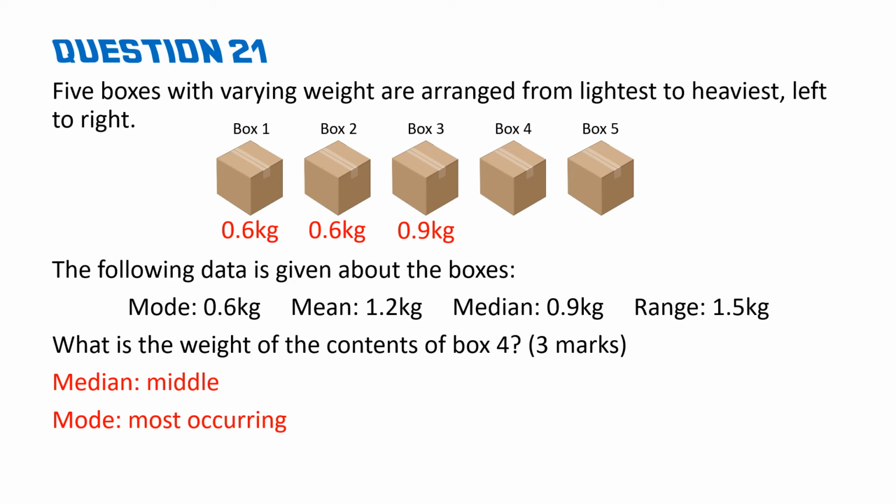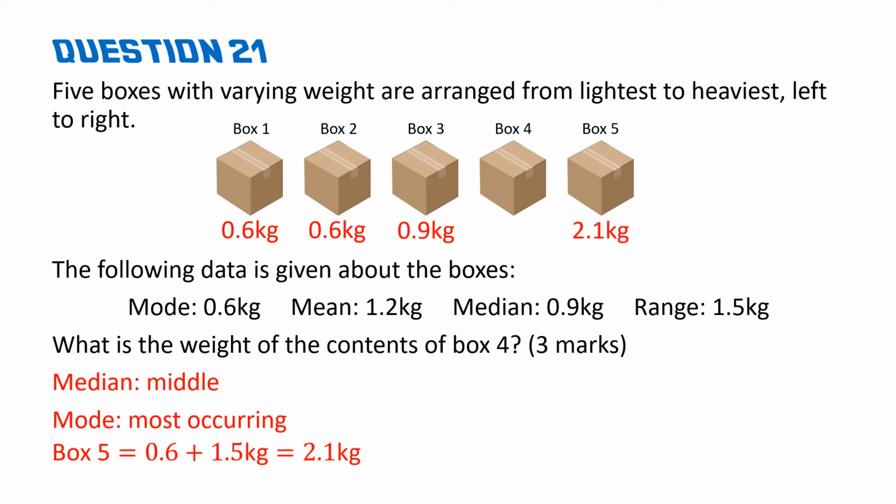Next thing we're going to look at is our range. So range of 1.5 kilograms. Now the range is how far our boxes are spread out from the lowest box, number 1, to our highest or heaviest box, number 5. So the difference between those boxes is 1.5. So if I went box 5 weight minus box 1 weight, I would get 1.5 kilograms. So I'm just going to do the reverse of that to work out the weight of box 5. So box 5 is going to be my lightest box, 0.6, plus my range of 1.5 kilograms, so the weight of box 5 is 2.1 kilograms.